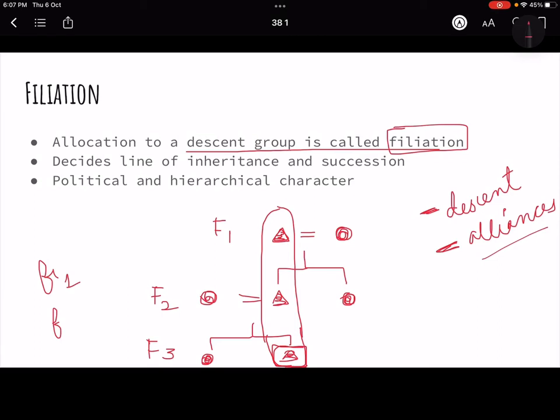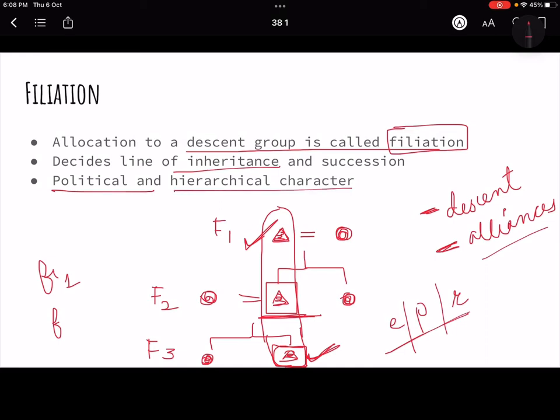So this filiation is important for your line of inheritance, obviously, because this person will ultimately inherit the property of his father. He must have acquired the property of his father. So like that, it is important for his economic property as well as political office if there is any, religious office if there is any. That means the legacy, the whole inheritance thing, right? Material, non-material, everything. And so this kind of grouping is more political and hierarchical.